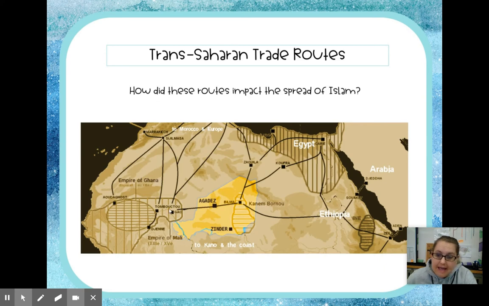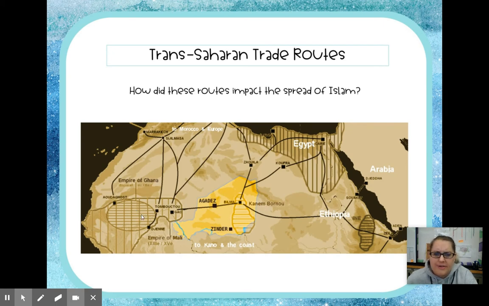Now, if you're looking at this map, you will see that there are a lot of trade routes. All right, there's a lot of different cities that these trade routes pass through. All of these little black boxes are cities. All right, so you can see there were a lot of different trade routes used to get from the Arabian Peninsula and North Africa down into West Africa.